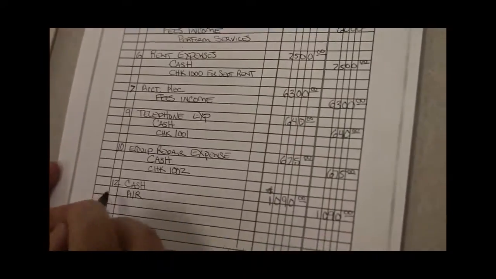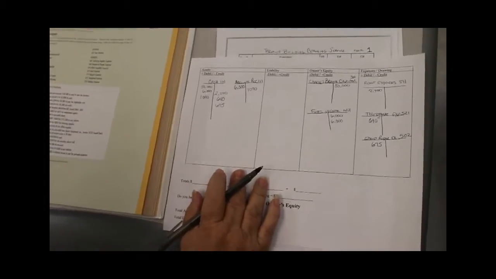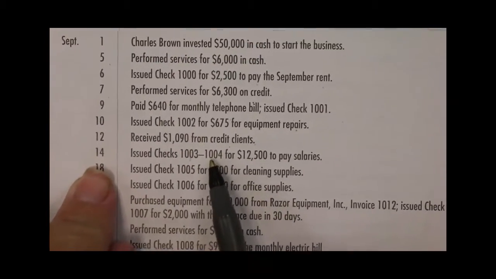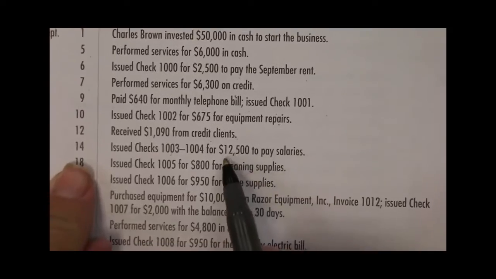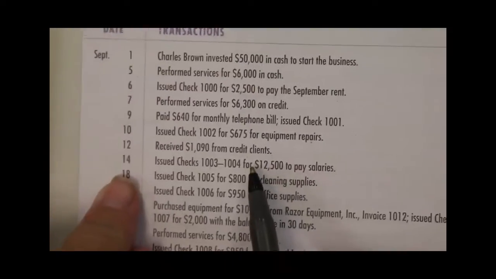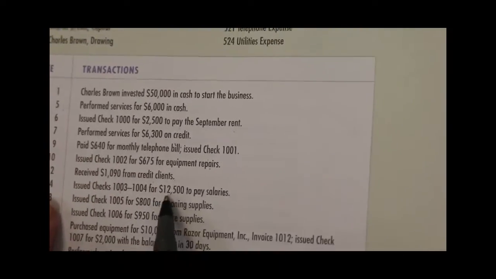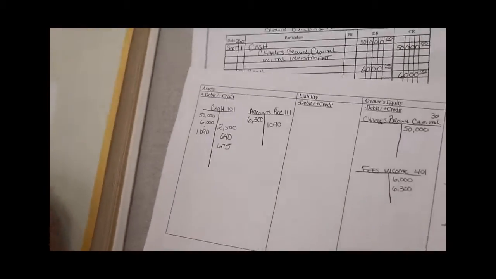Okay? All right. The next one is the 14th. So, 14th. Okay. So we're going to do September 14th now. September 14th, they issued checks 1003 through 1004 for $12,500. So the way it's saying it, I'm believing that means $12,500 for both of them, meaning we're not going to double that for salaries.